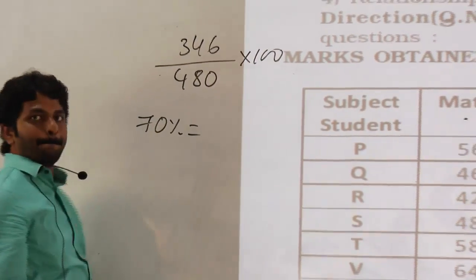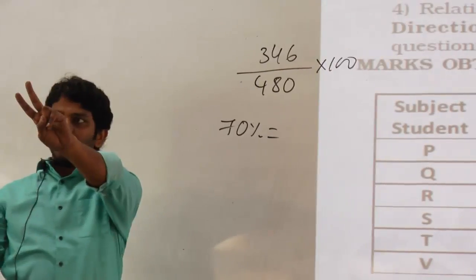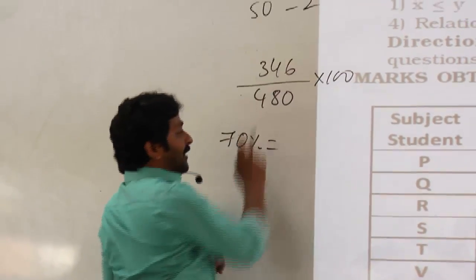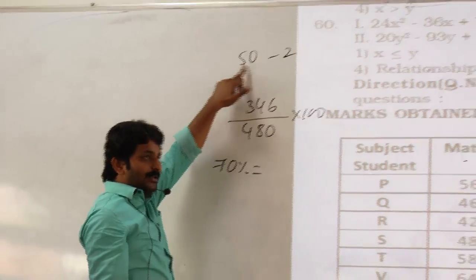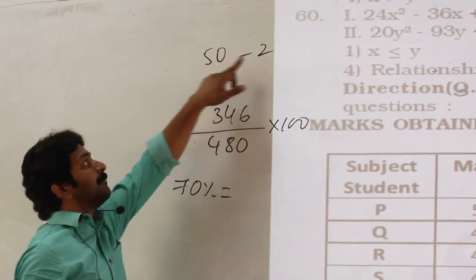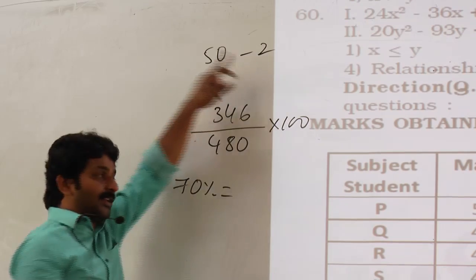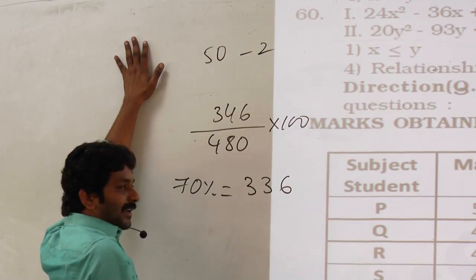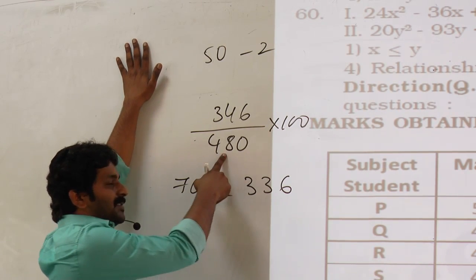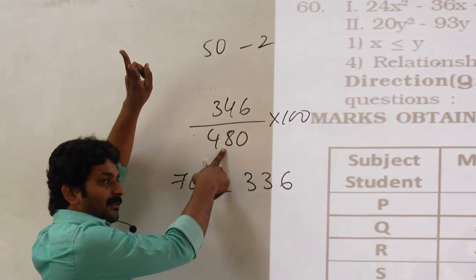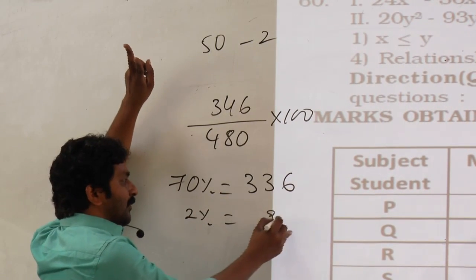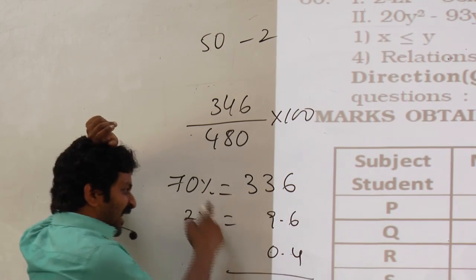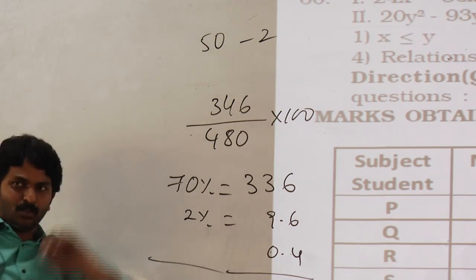10% is 2 less than 50. Now you want 70%, into 7. 350 minus 14. 336. To this number you need to add 10. What is 1%? 2%? So 2% is equal to 9.6, but still you need to add 0.4. Answer is more than 72%, but very close to that.